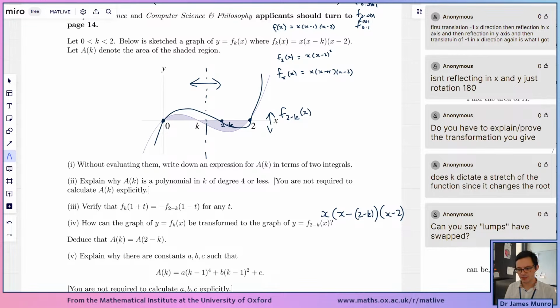Right, do you have to explain it? I'm not sure we do. I think it's never a bad idea to explain what you're doing. But in this case, the sequence is so complicated that probably anybody who wrote it down got some credit, which is reflection in the line x equals 1, and then reflection in the line y equals 0. That actually works. It actually gets you from one cubic to the other.